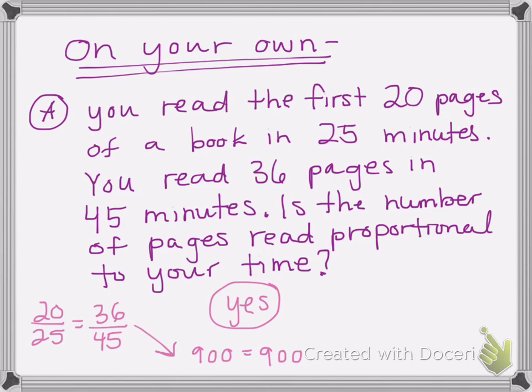And your answer should be yes. High five yourselves if you got it. If you did the cross multiply products property, then you should have gotten 900 equals 900, which is absolutely true.